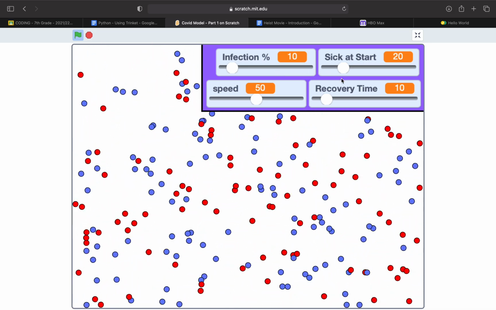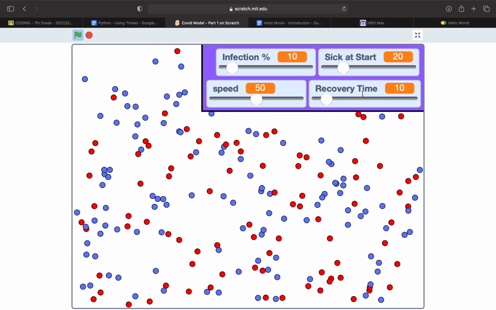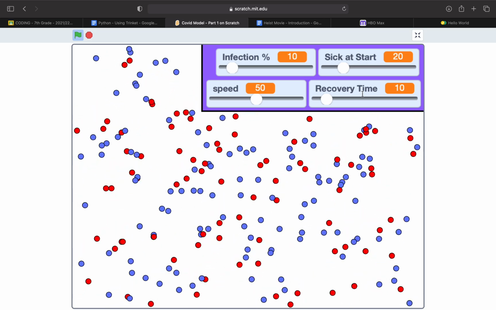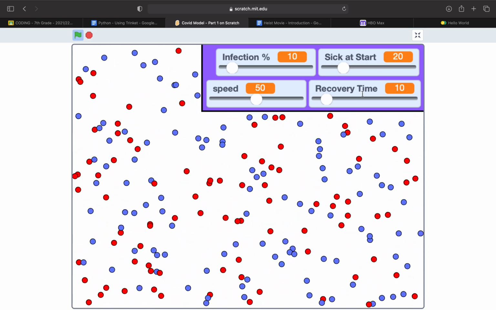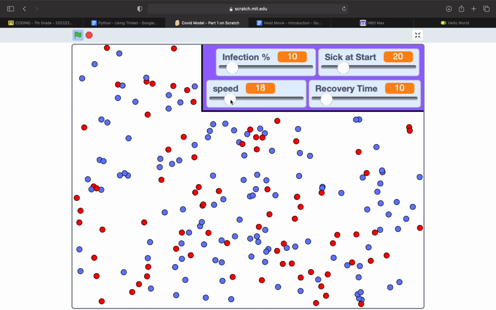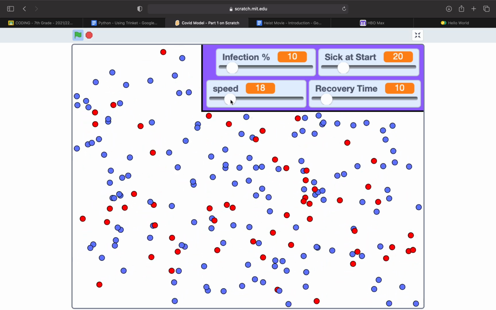Remember, the recovery time is 10 seconds, so it takes a little while to kick in here. I'm waiting 10 seconds. Well, it looks like we still have a lot of sick dots. So let's slow everybody down. Just stop interacting with each other so much, people. Stop going to concerts. Stop going to the movies. Wear masks.